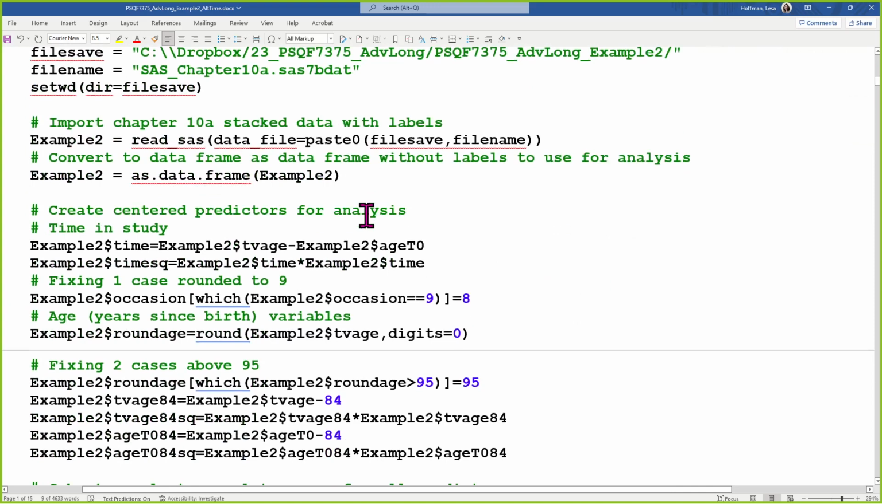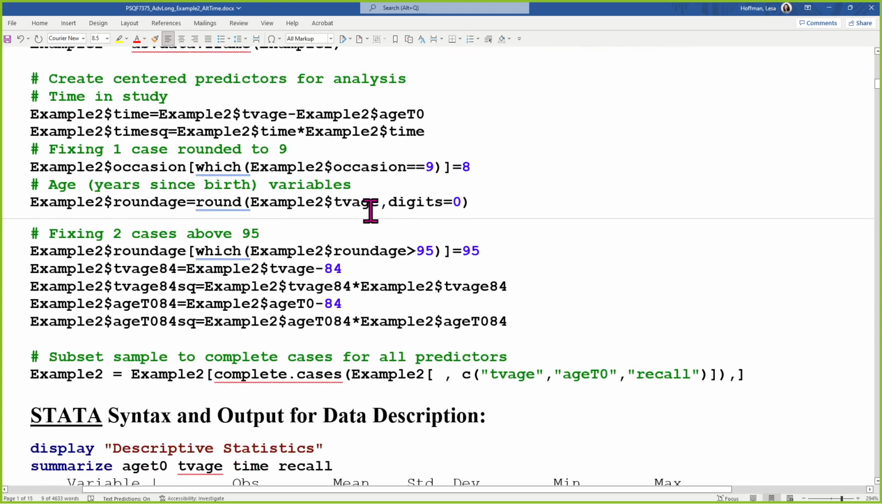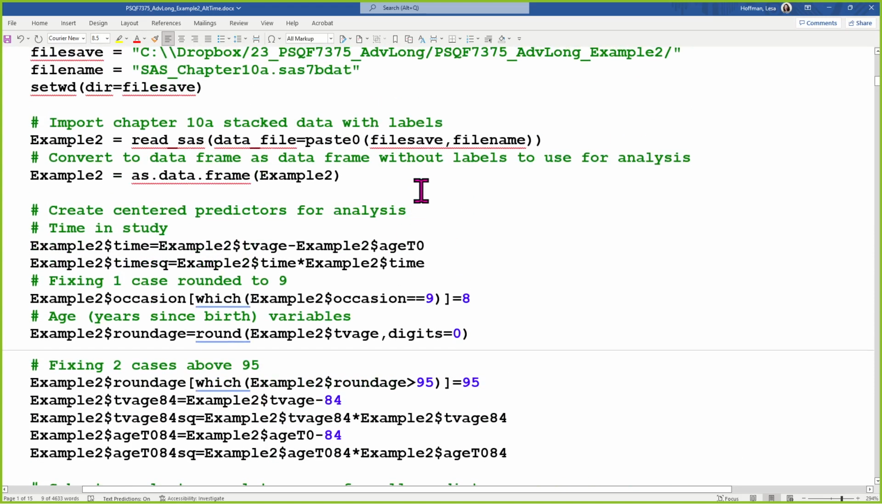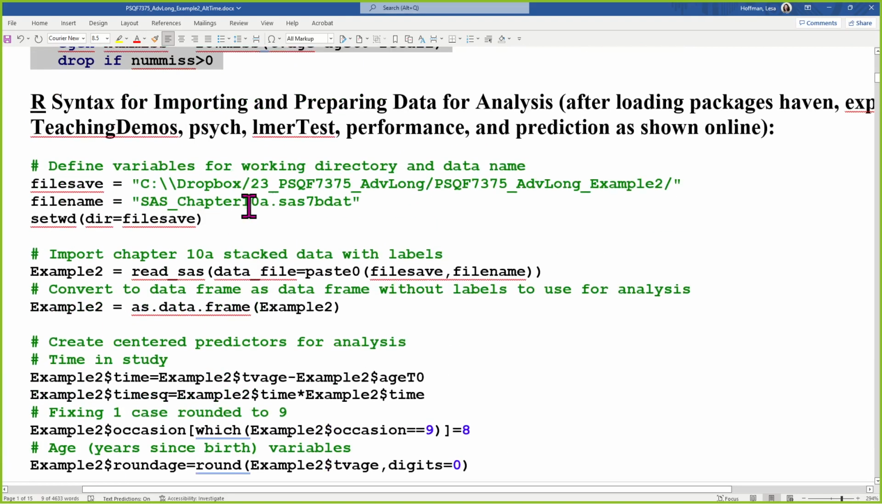Let's see, not SAS code, this is R code. Yeah, I don't think there's anything new here relative to what you're used to seeing. So I have the same process here. I read in, yeah, let's see, SAS data.